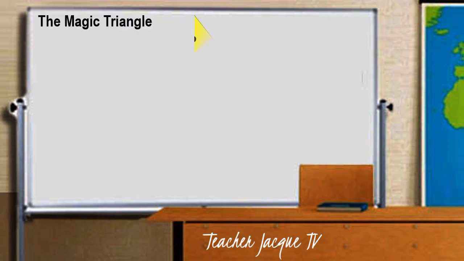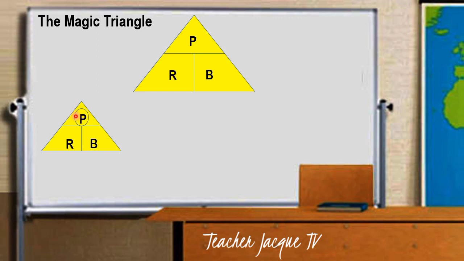We'll be using the magic triangle in discussing the formulas in finding the percentage, rate, and base. Okay, so take a look at the illustration. The letter P on the upper part stands for percentage. The letter R on the lower part, sa left side, ito yung ating rate. And then yung sa right side, lower part, ito naman yung ating base. Okay, if letter P or percentage is missing, our formula is P equals R times B, or percentage is equals to rate multiplied by base.